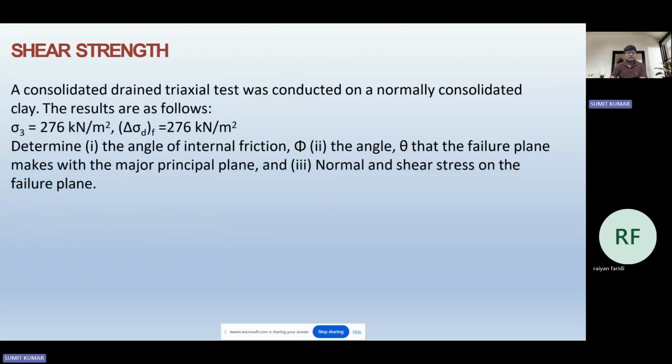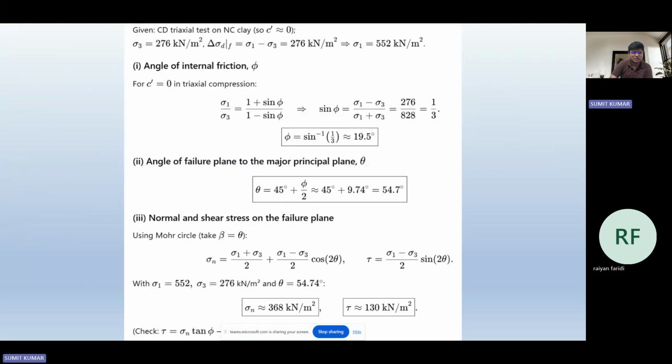Now another problem is mentioned over here, in which it is said that a consolidated drained triaxial test was conducted on a normally consolidated clay. The results show sigma 3 value as 276 and delta sigma F equal to 276 kilonewton per meter square. Determine the angle of internal friction phi, the angle theta that the failure plane makes with the major principal plane, and the normal and shear stress on the failure plane. So sigma 3 is mentioned, sigma 1 minus sigma 3 is mentioned, that is 276. So sigma 1 minus sigma 3 equal to 276, and sigma 3 equal to 276. So sigma 1 value is 276 into 2, that is 552.